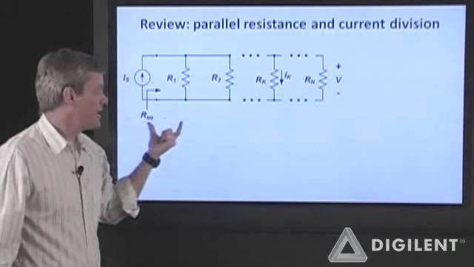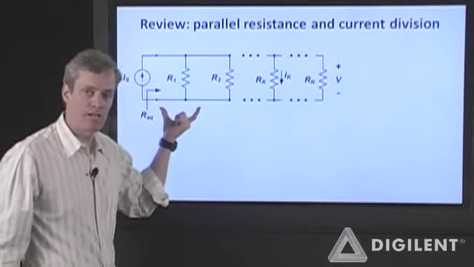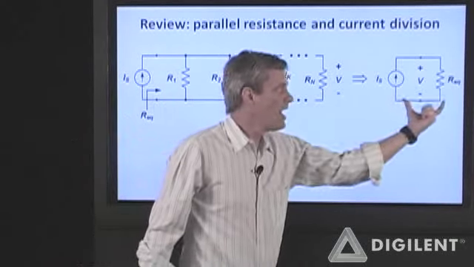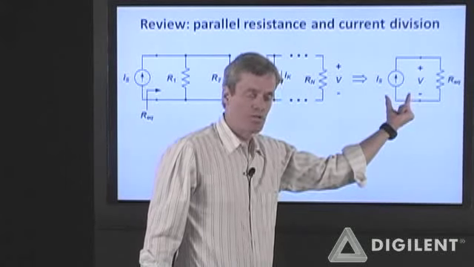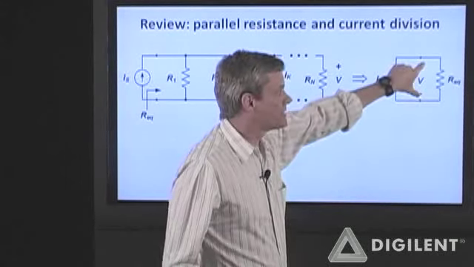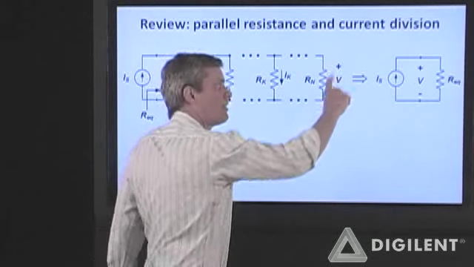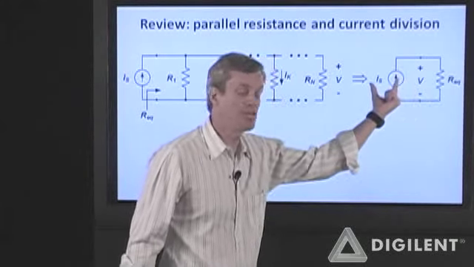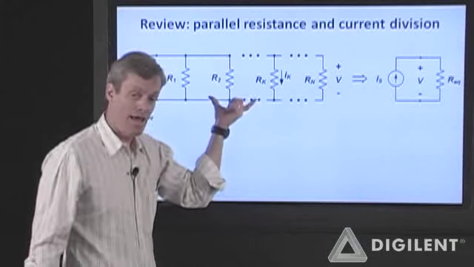In this case, I can also replace this combination of parallel resistances with a single equivalent resistance. I can place that resistance in series with the source. I will get the same voltage drop across this resistance that I get across any of these individual resistors. The voltage drop hasn't changed. The source can't tell the difference between this circuit and this circuit.